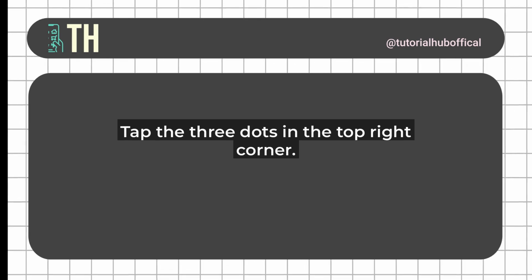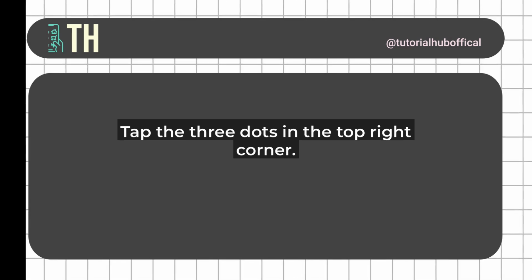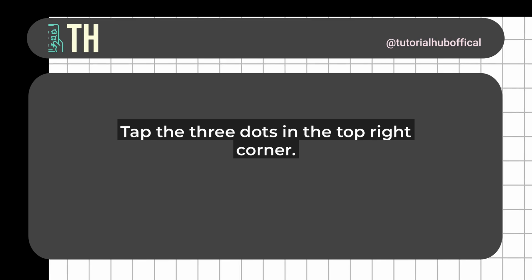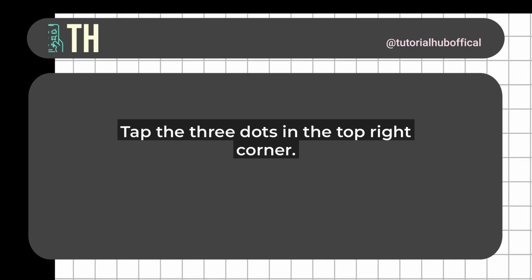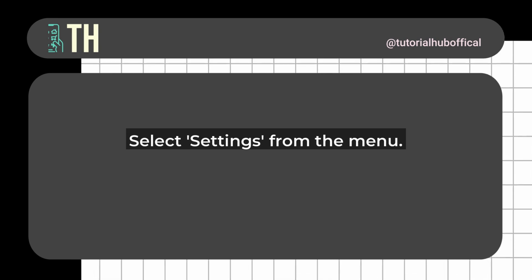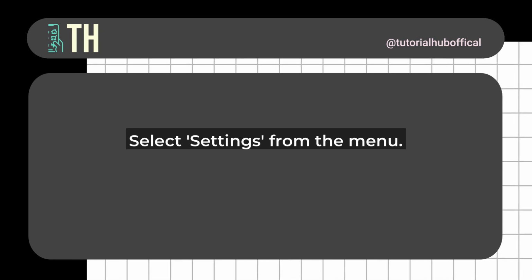First things first, make sure you have the latest version of WhatsApp installed on your device. If not, head to your App Store and update it. It's crucial for the 2025 features. Once you're all set, open the WhatsApp app on your phone. You'll land on the main chat screen.